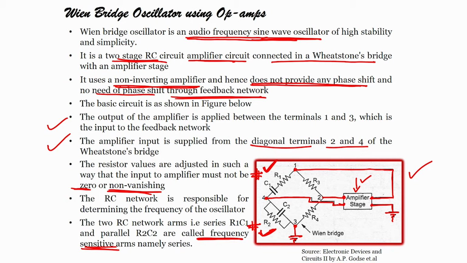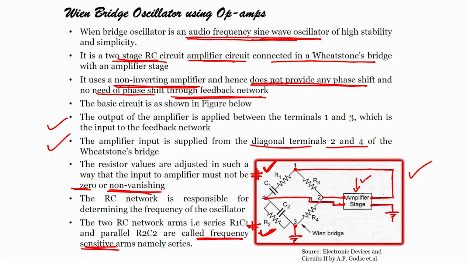Okay. So, what we learn about the Wein bridge oscillator is that it is used as an audio frequency sine wave oscillator. Second, the 2 RC amplifier circuit is connected in a Wheatstone bridge connection. Third, the amplifier is a non-inverting amplifier. Fourth, the output is fed between terminals 1 and 3. Fifth, the input of the amplifier is applied between 2 and 4.